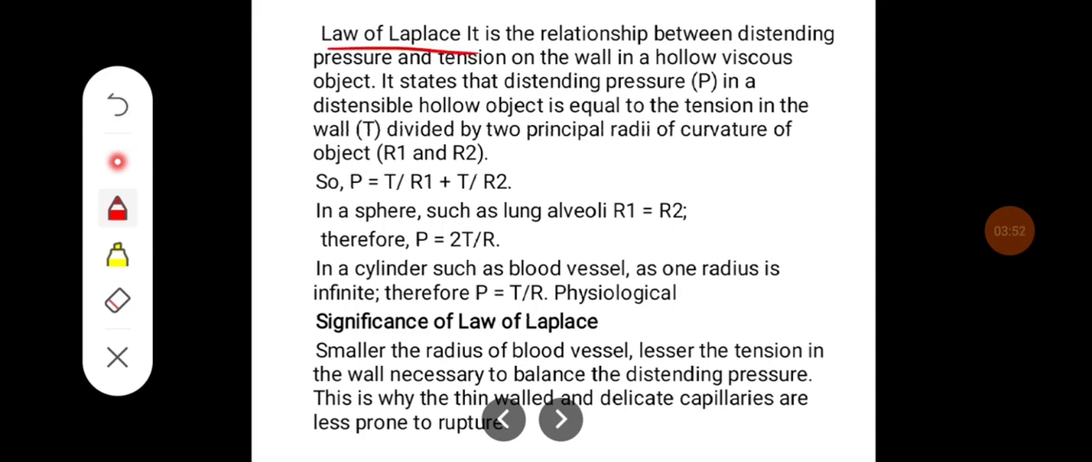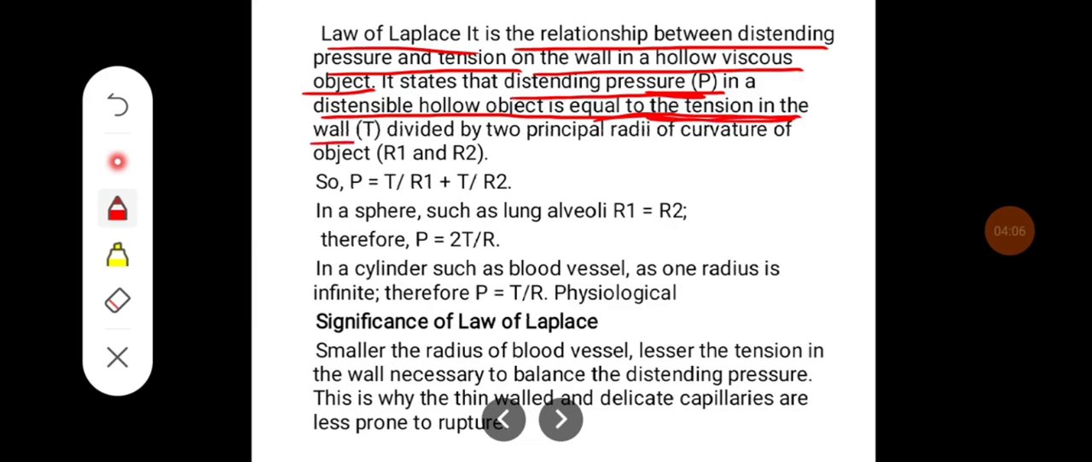Laplace's law is a relationship between the distending pressure and the tension on the wall in a hollow viscous object. It states that distending pressure, that is pressure in a distensible hollow object, is equal to the tension in the wall divided by the two principal radii of curvature of the object, that is R1 and R2. So P is T divided by R1 plus T divided by R2.